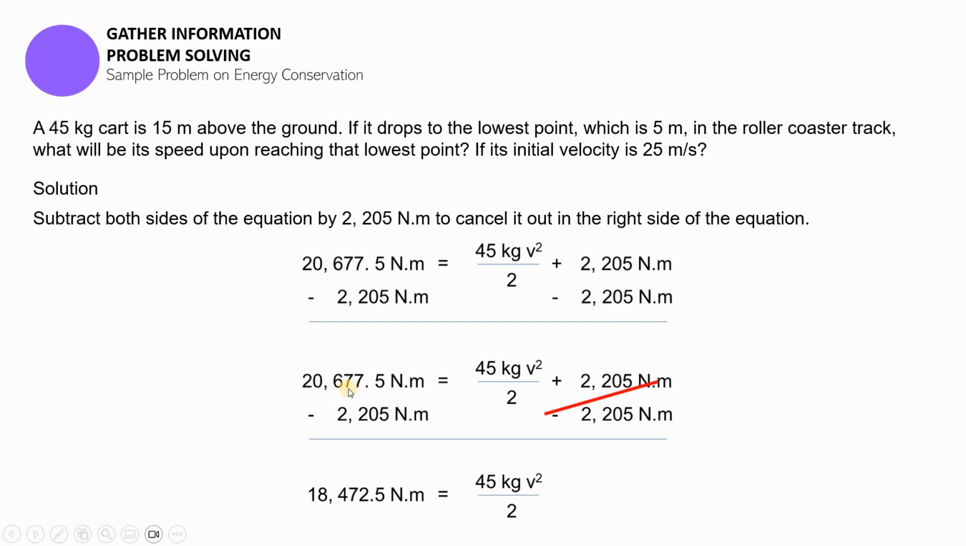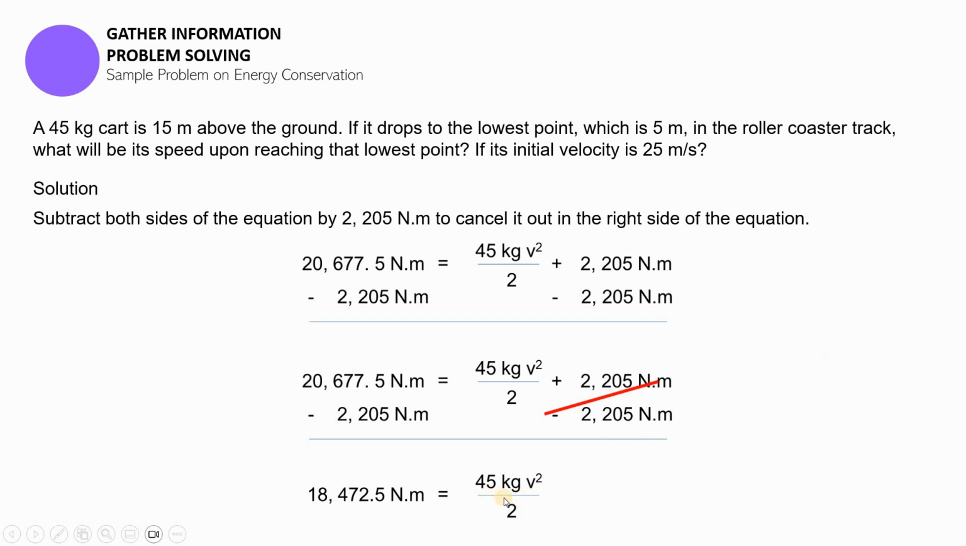So settling 20,677.5 Newton meters minus 2,205 Newton meters, which is going to result in 18,472.5 Newton meters, or kilogram meter squared per second squared. That's going to be equal to 45 kilograms VF squared divided by 2.